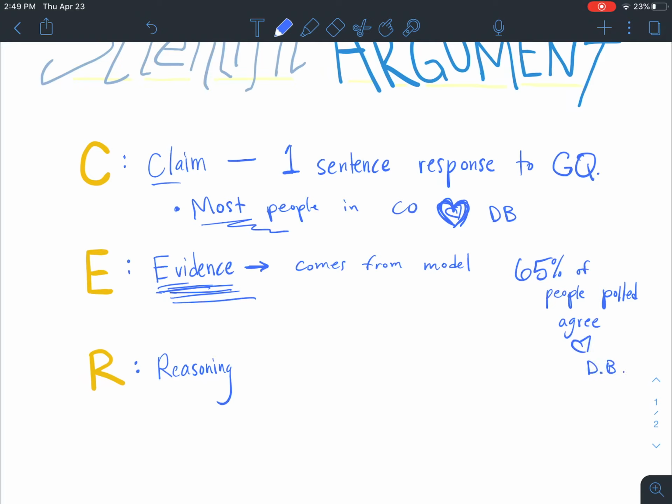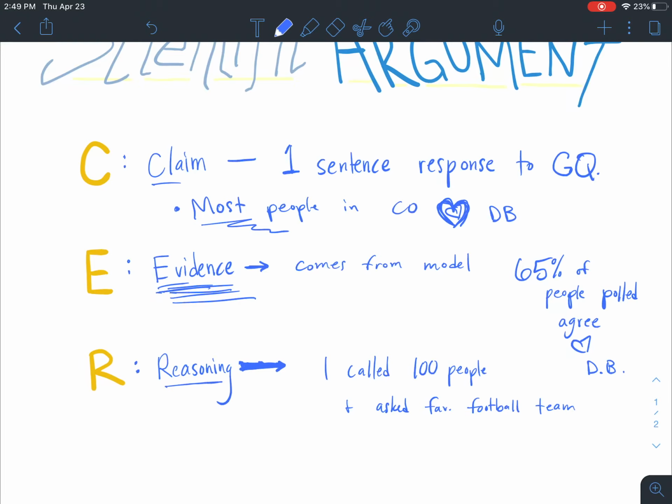Okay, well, that's my evidence, and so my reasoning then would go into knowing about how I'm able to use that evidence to prove my claim. So my claim is that most people in Colorado like the Denver Broncos. My evidence is that 65% of people polled agree that they love the Denver Broncos, and so then my reasoning could say, I called 100 people and asked their favorite football team. And 65% of people responded, said that they love the Denver Broncos. Therefore, I can prove that most people in Colorado love the Denver Broncos.